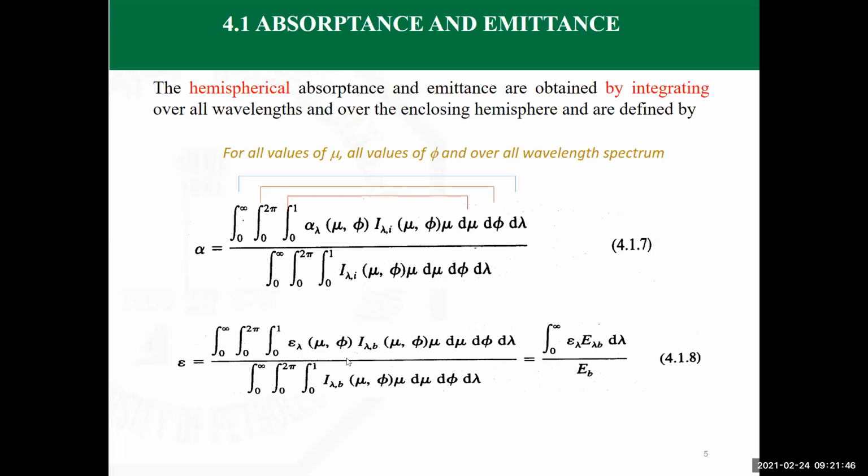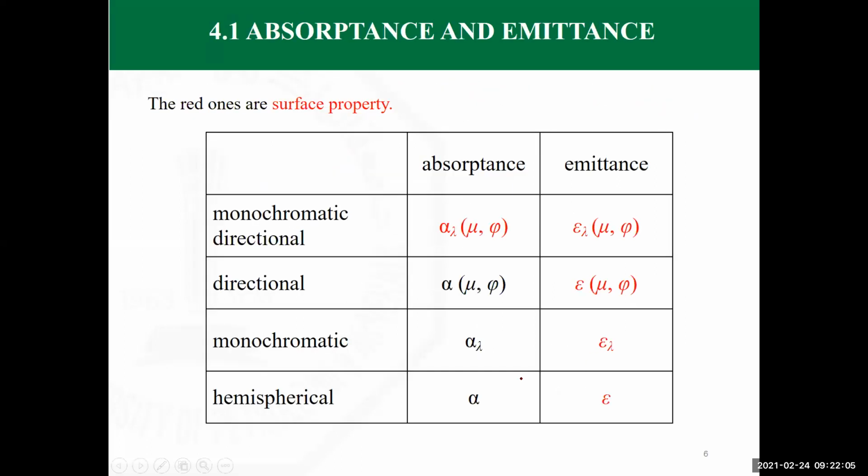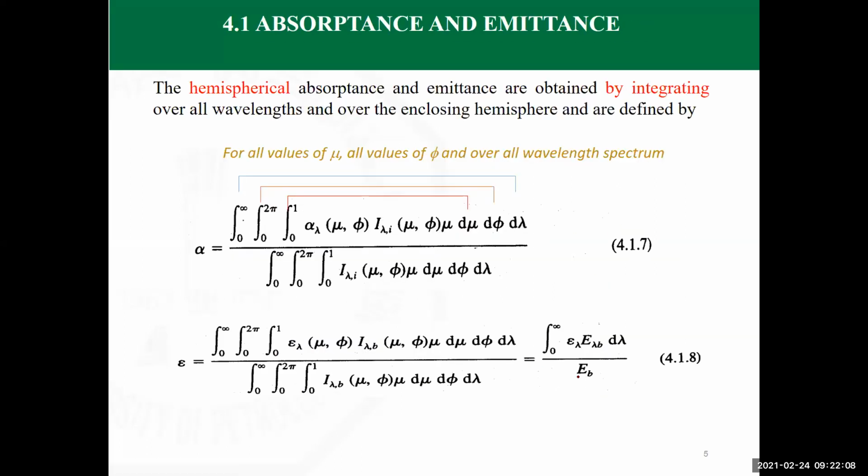You are going to integrate epsilon times the black body emitted energy, divided by the integration of the black body emitted energy, which is given as E_B. And E_B basically is nothing but, in the Stefan-Boltzmann law, sigma times temperature to the power 4. So this is what we do. Normally we're not going to do these kinds of mathematical integrations in our analysis, but this is just to know where it came from.